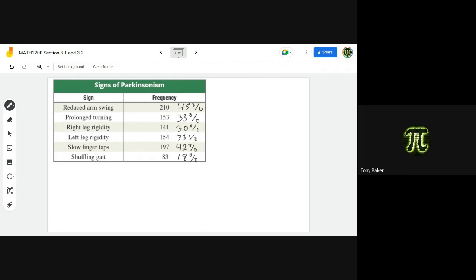So, even though it doesn't add up to 100, it doesn't mean this doesn't give me good information. I can't make a pie chart out of it because pie charts have to go up to 100. But I can easily make a bar chart out of this. You can look at it and see that reduced arm swing and slow finger taps are the two largest symptoms that you're going to see. If you see somebody with a shuffling gait, that's probably a good thing to note because that's one that doesn't show up very often. Those are the types of things you can get good information from.